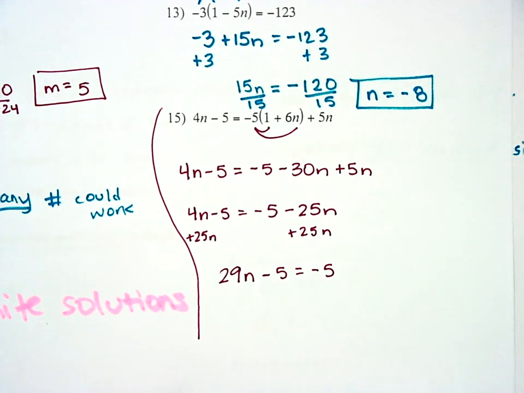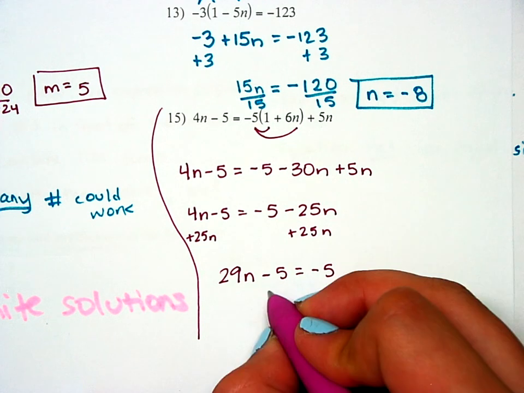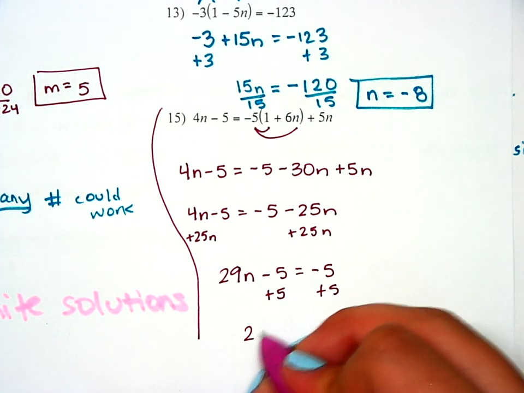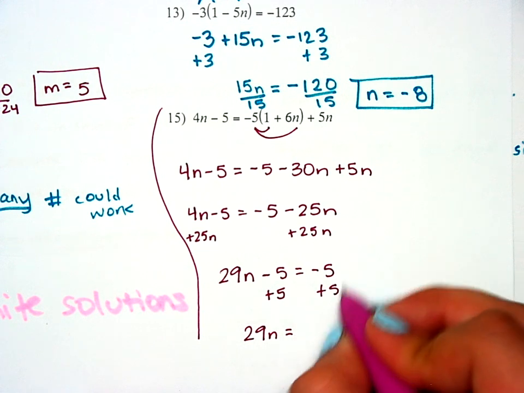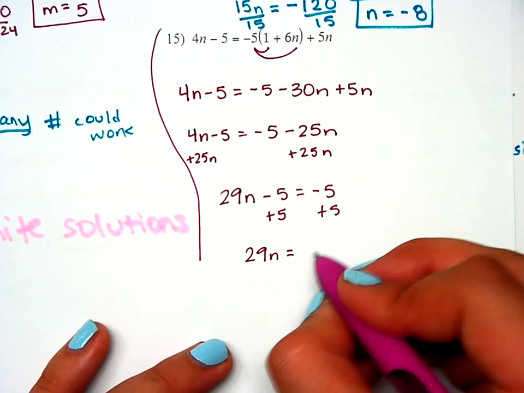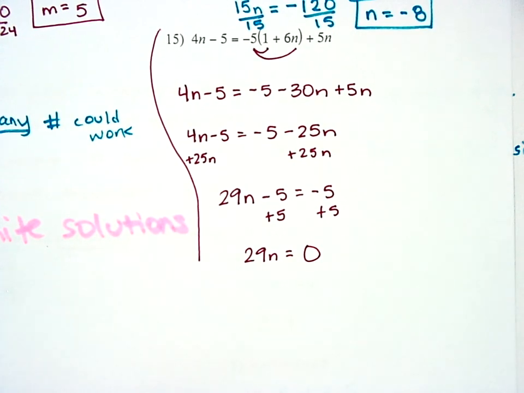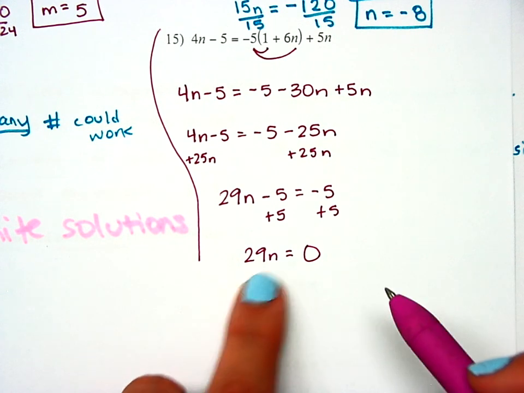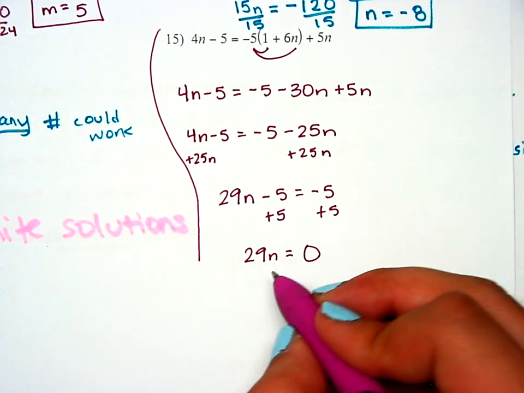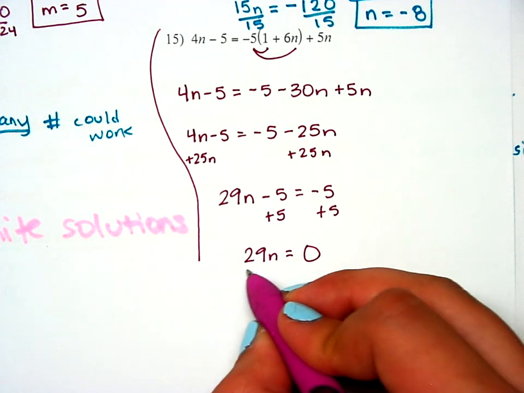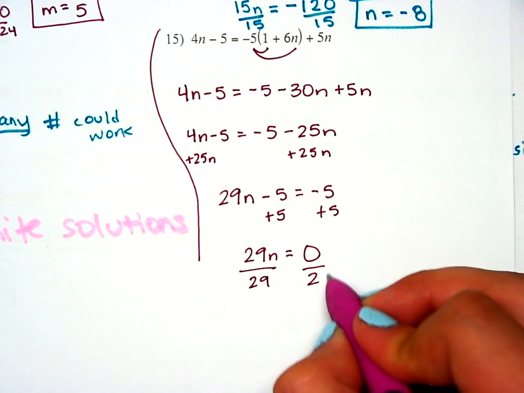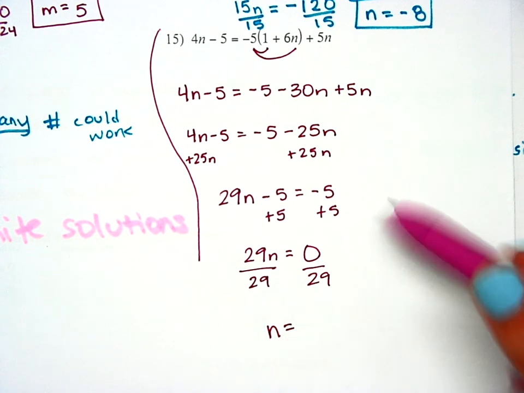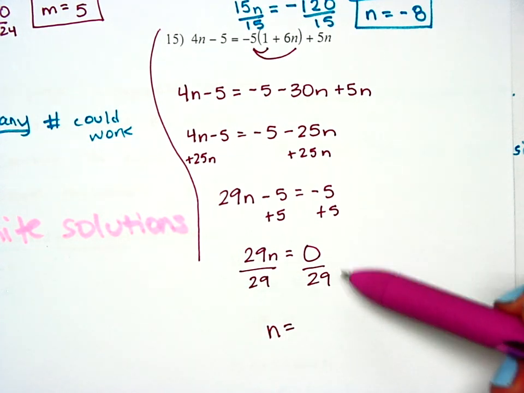And then I'm going to undo addition or subtraction, so I'm going to do the opposite operation here. Remember, I want to isolate this variable. Negative 5 plus positive 5, that's 0. Careful here, I still have a variable, so I'm not done yet. We are going to now undo this multiplication. This is 29 times n, so I'm going to divide by 29. And n equals, okay, so I can do 0 divided by 29.